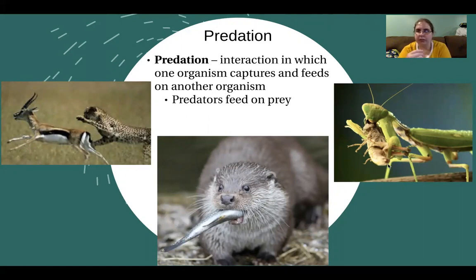So all of these, they are catching and feeding on something else. So the predator is feeding on the prey. These are interactions not necessarily good for the prey, but it's not necessarily bad for the population because it helps the populations to stay healthy and it keeps either one from overpopulating and thus causing chaos and destruction or damaging the ecosystem.